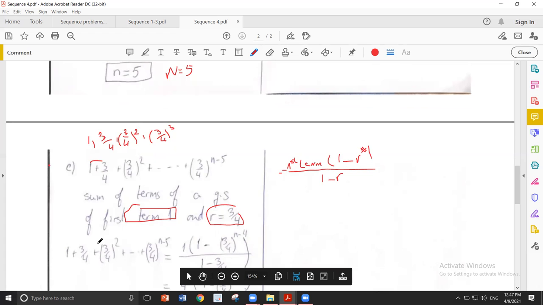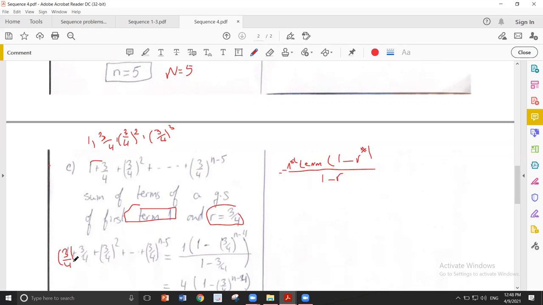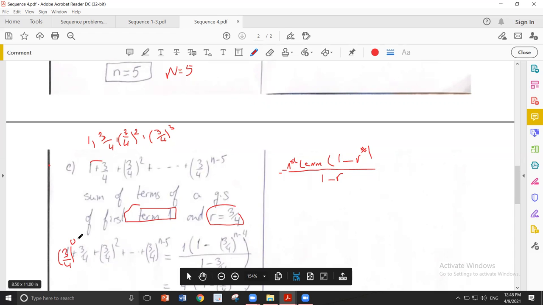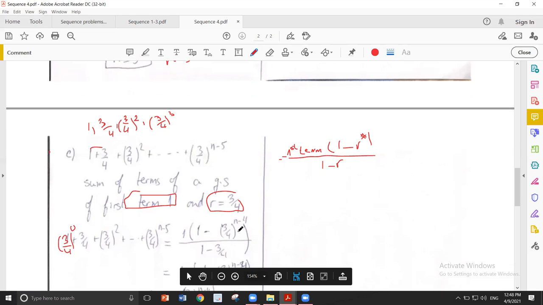1 minus 3 over 4. How do we know how many terms we have, between 0 and n minus 5? We do n minus 5 minus 0 plus 1, which gives n minus 4. Where did the 0 come from? The first term 1 I can write as 3/4 to the power 0.